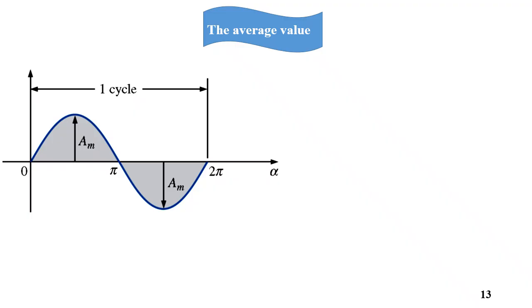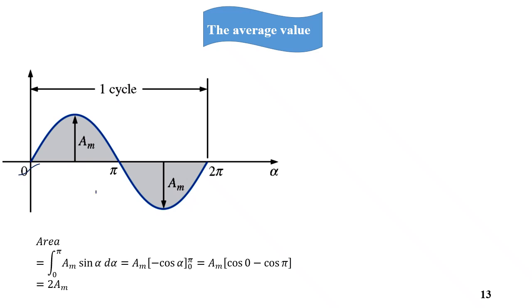For a complete cycle of a sine or cosine wave, we get the average value by taking the integration. The integration is equivalent to the area under the curve. For getting the area, we can take the integration. We integrate from 0 to pi I maximum sine theta d theta, or I maximum sine alpha d alpha. The integration of sine alpha d alpha equals negative cosine alpha.